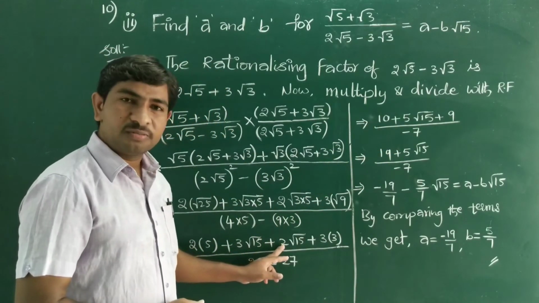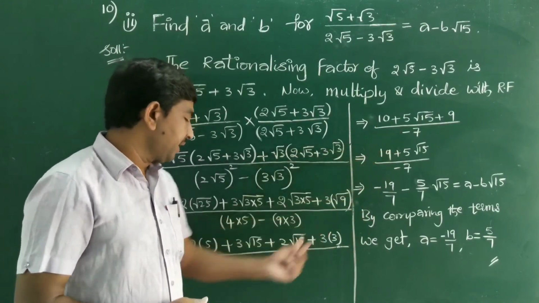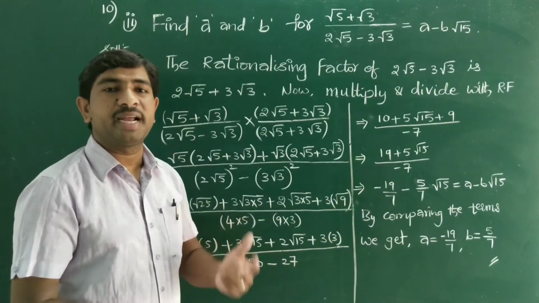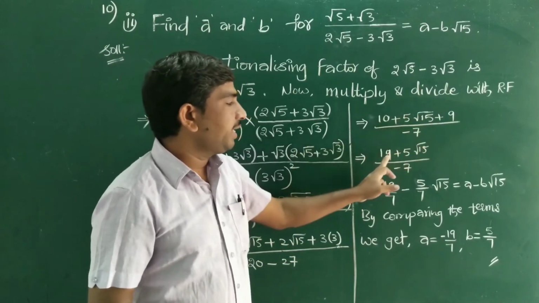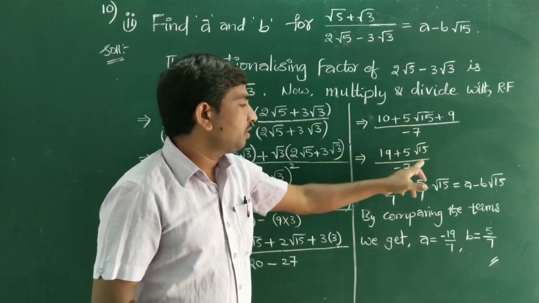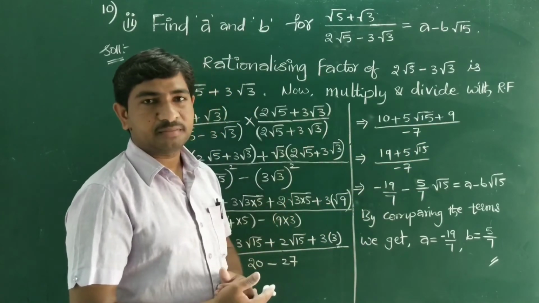3 plus 2 is 5 root 15, plus 3 3 is 9, as is by 20 minus 27 is equal to minus 7, we can write. So now next, 10 plus 9 is 19 plus 5 root 15 by minus 7. This is the final result we got by the simplification.